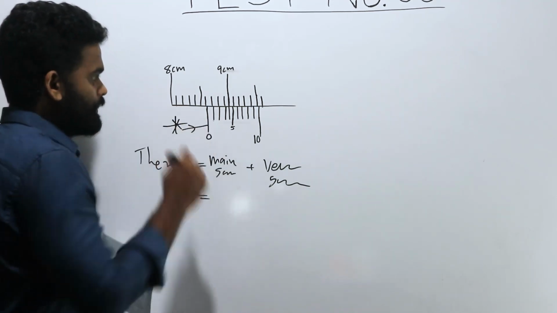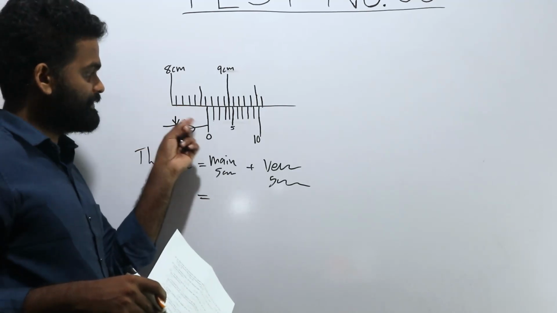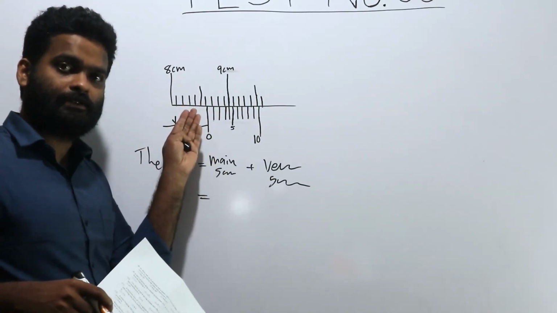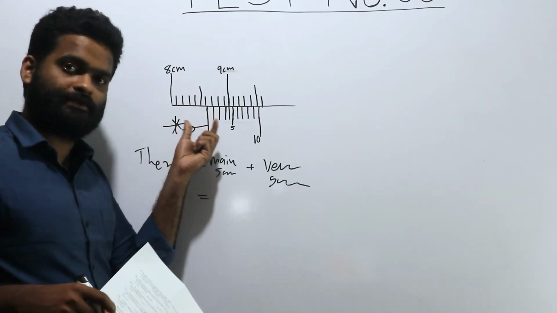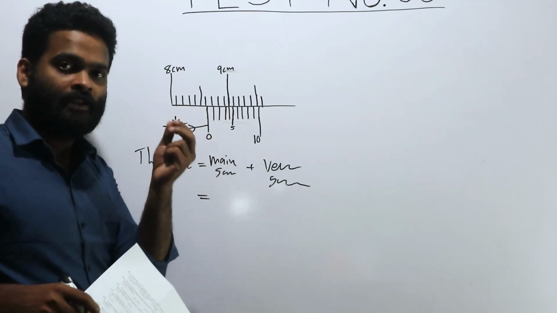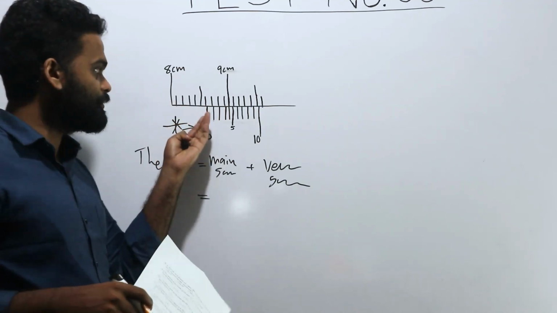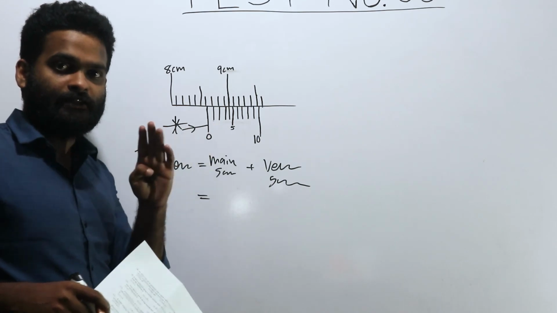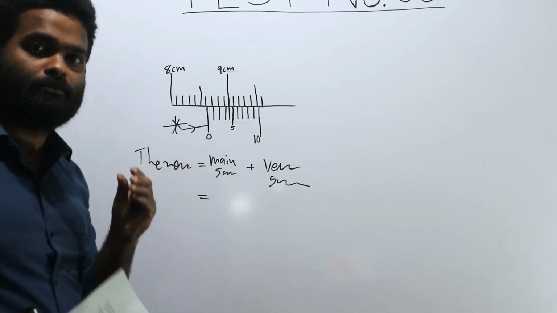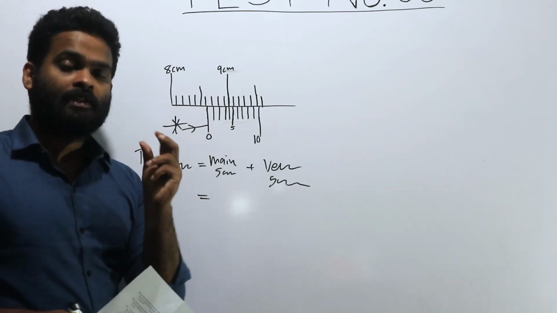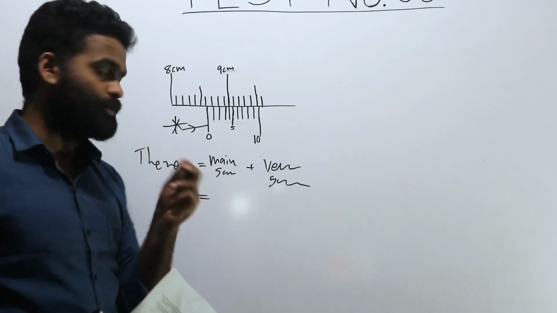So this is important, right? The zero mark is not the edge of the Vernier scale. When you take the measuring instrument, many students take the zero mark as the edge. It is not the edge. You have to figure that out by looking at the image carefully. Which one is the zero mark?